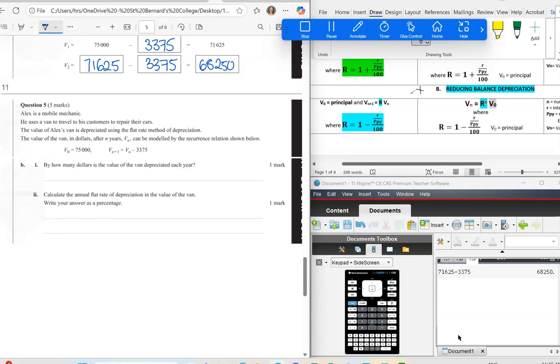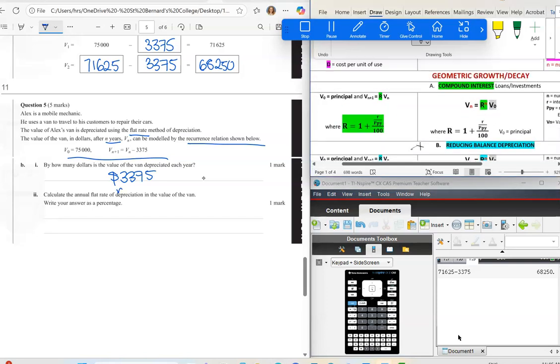Last question. Alex is a mobile mechanic. He uses a van to travel to customer repairs. Alex's van depreciates using the flat rate method. The value after n years can be modeled by this recurrence relation. How many dollars does the value of the van depreciate each year? How much does it go down each year? Yeah, easy, just reading it. Calculate the annual flat rate.